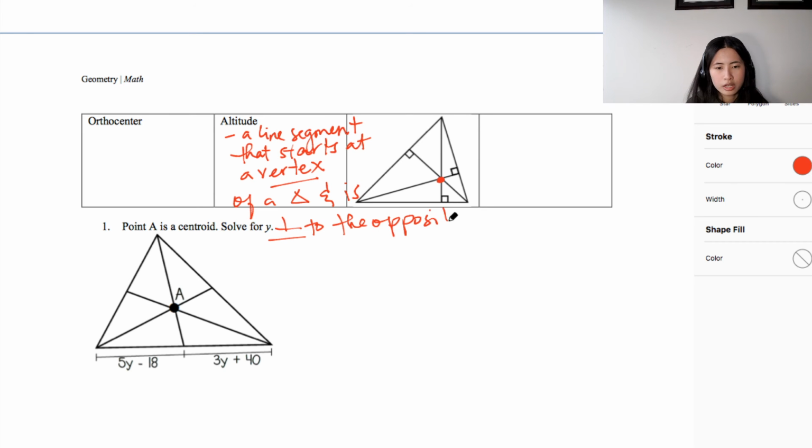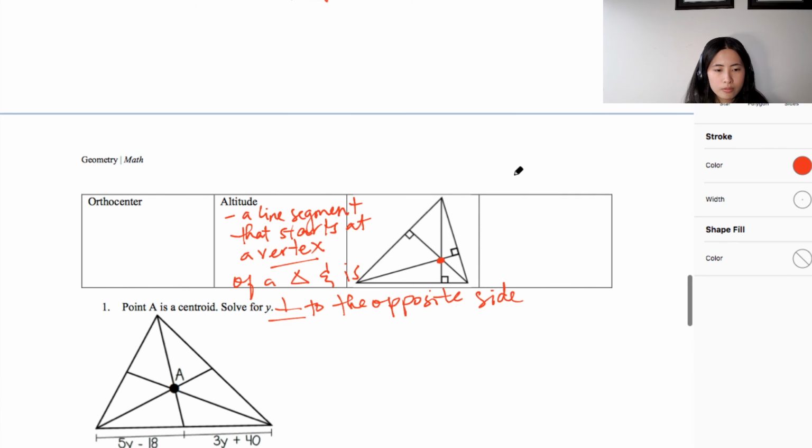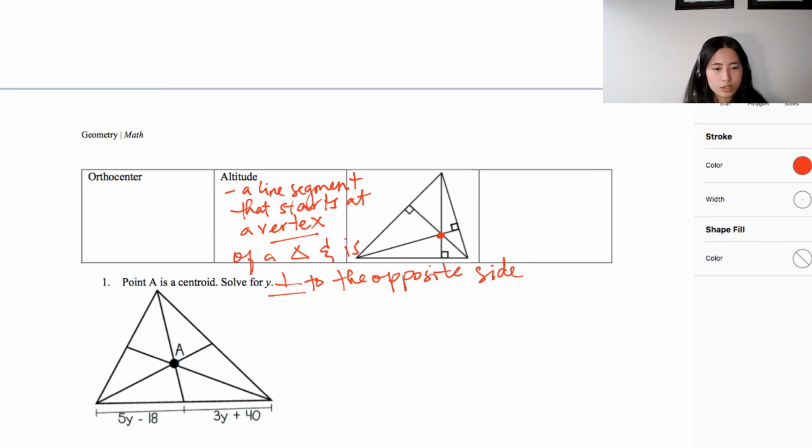So for an altitude, basically it starts from a vertex, and for your perpendicular bisector, it starts from a side. And both of them create this perpendicular line, or line segment, and you have this right angle to the opposite side. Okay, great. So that's for orthocenter.